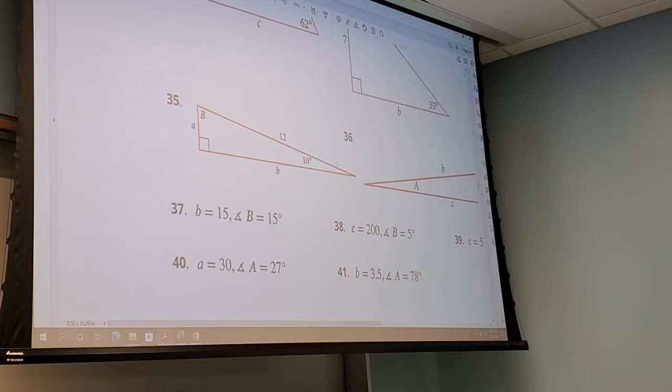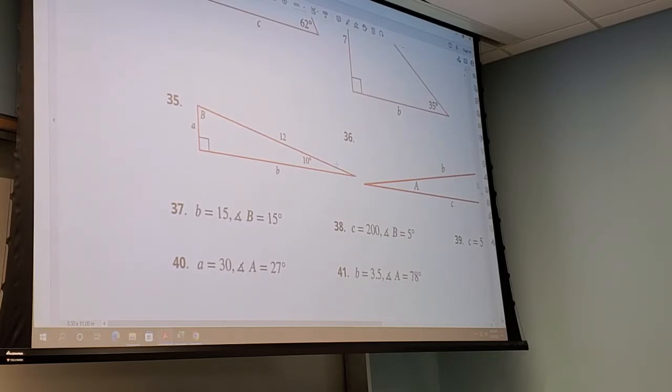Do you guys see this? This is the immediate power of trig. If I know the angle and I know one side, I can figure out everything, because trigonometry relates ratios of sides.